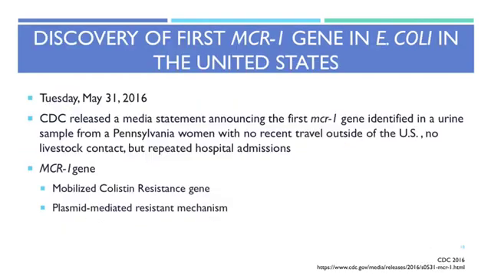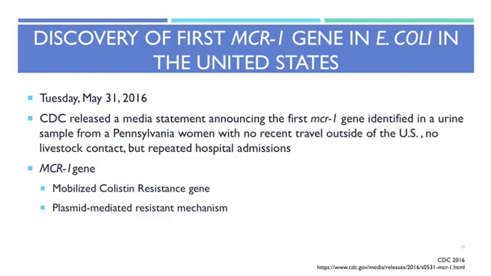And then one last point to bring it all home and give you another real-life example of this. Back in May of 2016, a woman was identified to have the first MCR gene in the United States. When they went to investigate her, she was from Pennsylvania. She didn't have any recent travel outside of the U.S., which was our first thought. She didn't have any exposure to livestock directly, but she had had a lot of recent hospital admissions, so they were concerned that maybe this was a hospital-acquired thing.